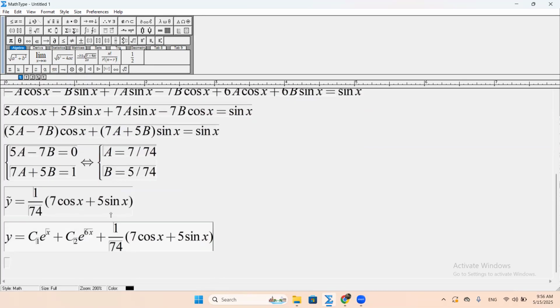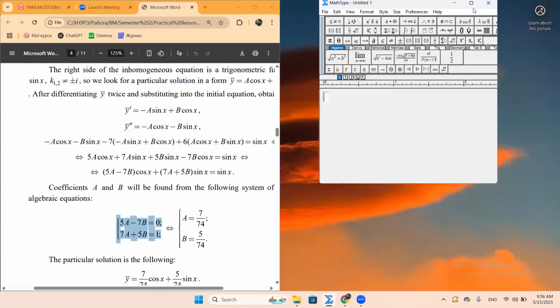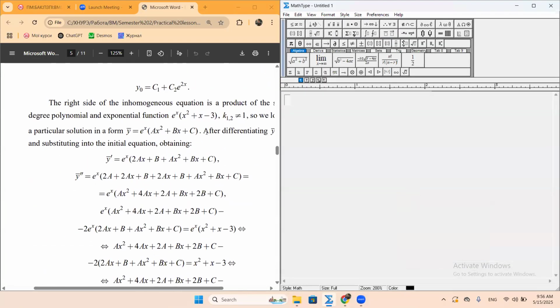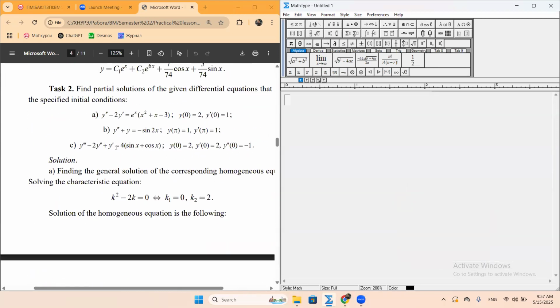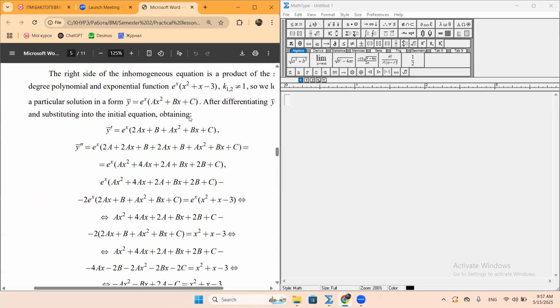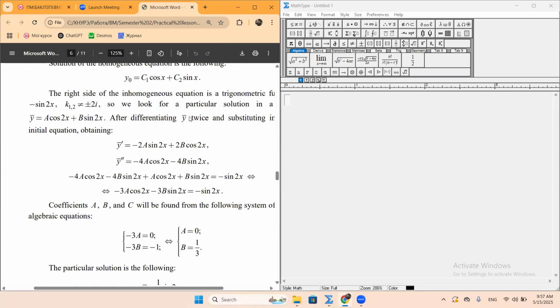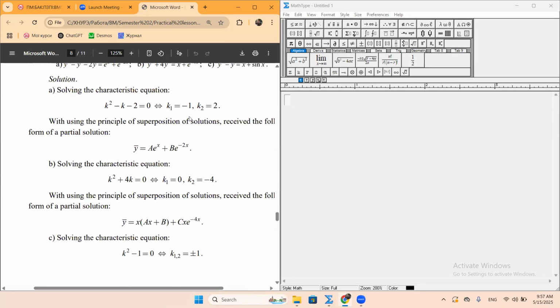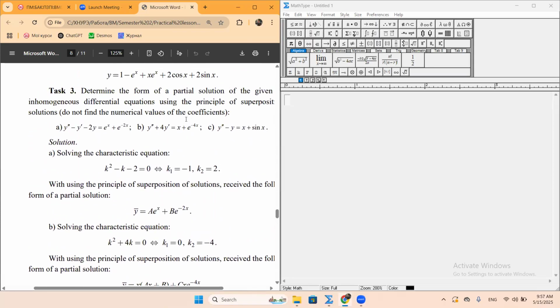Okay, I guess no questions. So let's move to the next exercises. Let's see what we have. What do we have here? Here we have a Cauchy problem. Let us also look at other equations.